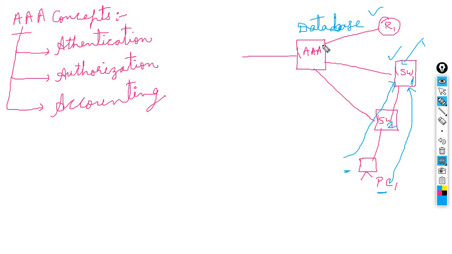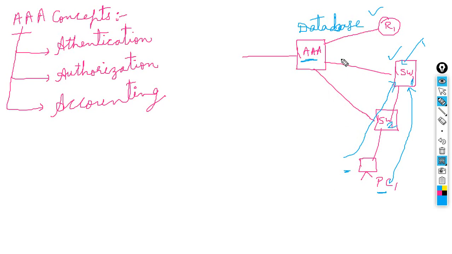User management is done on the AAA database without the need to configure each and every individual device. This is a AAA server. So if anyone wants to access anything, it will go to the AAA server. The AAA server is going to check in the database, and if it is allowed, then it is going to allow this guy. So what I am saying here: user management is done on the AAA database without the need to reconfigure each device.